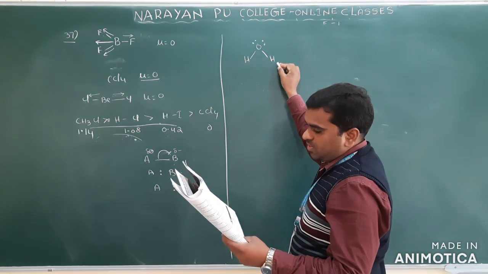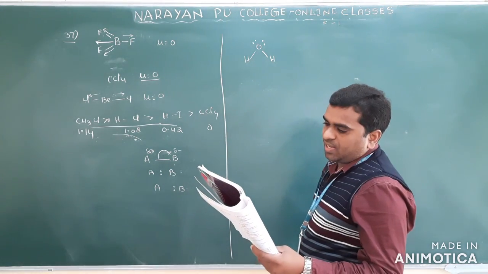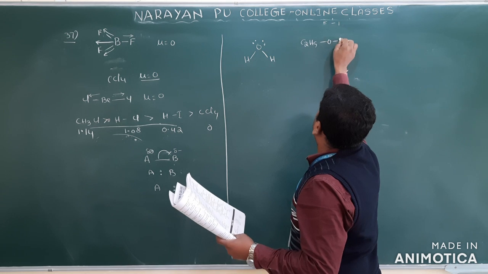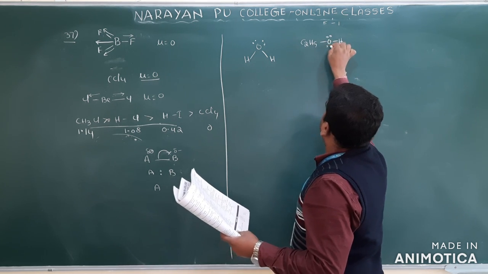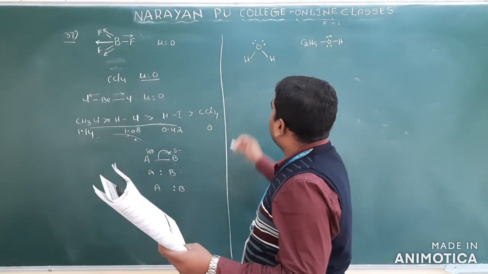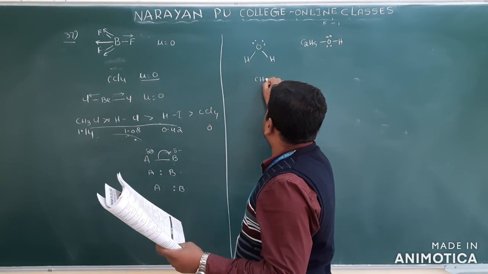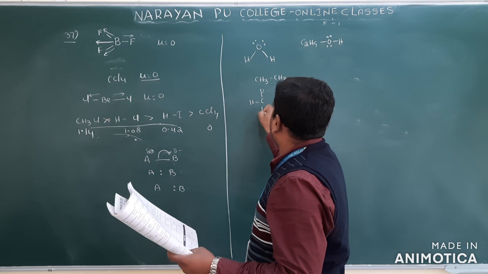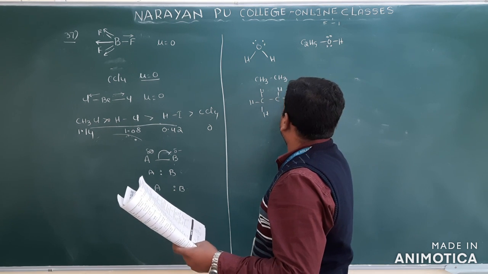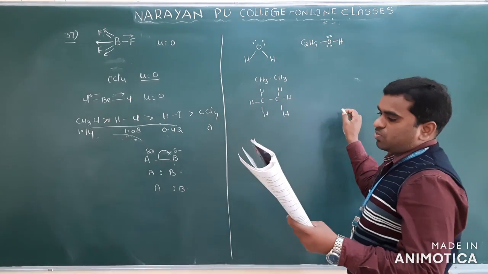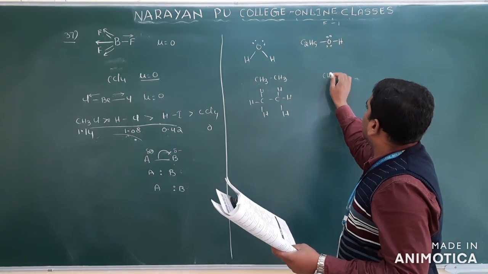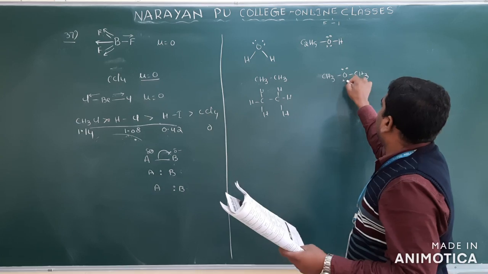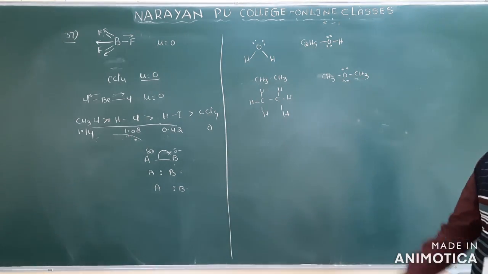And the next one, which question is it? See the 40th question. Ethanol means C2H5OH. Oxygen is forming 2 bonds, 2 lone pairs. Clear? Ethane means CH3, this is H, and this is H and H. Clear? Next one, ether. Ether means any ether. Suppose I take CH3OCH3. How many lone pairs are there? 2 lone pairs. Clear?